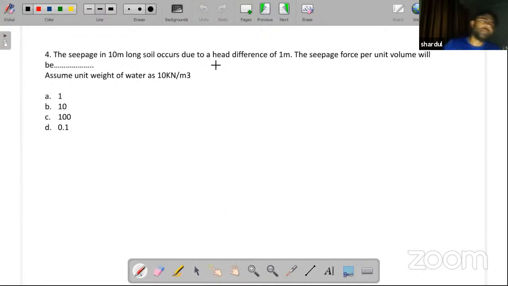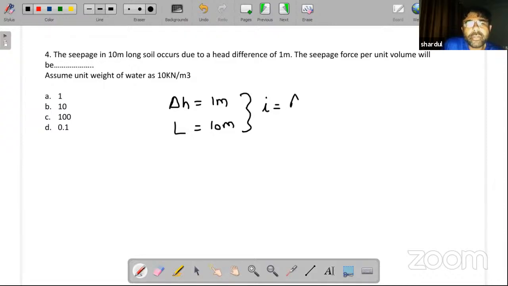Now, next question. The seepage in 10-meter soil occurs due to a head difference of 1 meter. So, the head difference is 1 meter and the length of the soil is 10 meters. From here, I can calculate the hydraulic gradient of the soil, that is delta H by L, that is 1 by 10, that is 0.1. This is the hydraulic gradient.